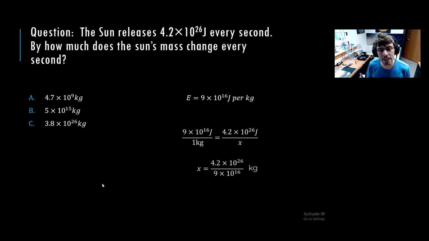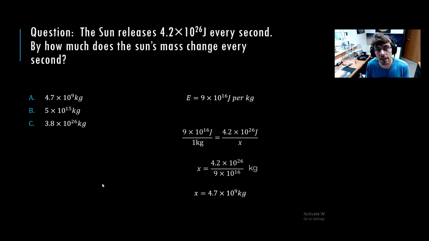At this point, I go into my handy dandy calculator. Now 10 to the 26th divided by 10 to the 16th, we can subtract the exponents there, so we should get something on the order of 10 to the 10th. We plug it in and we get about 0.4 times 10 to the 10th, or if you move the decimal point over 1, you get 4.7 times 10 to the 9th kilograms. Now let's stop and think about that for a second. That is 4 billion kilograms every second.